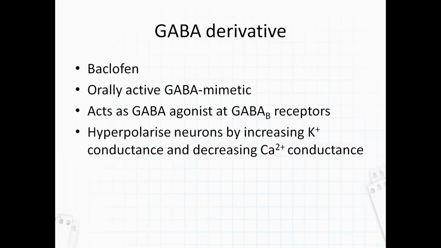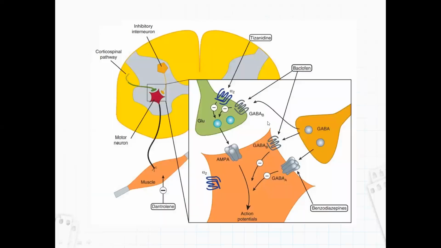This GABA derivative, baclofen, is an orally active GABA mimetic drug. And we saw what GABA is. This is an inhibitory neurotransmitter. This is GABA mimetic. It is mimicking the GABA. Acts as a GABA agonist at the GABA B receptor. Earlier we saw benzodiazepines acting on GABA A receptors. Now this baclofen is acting on GABA B receptors.